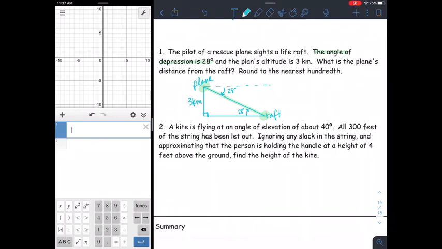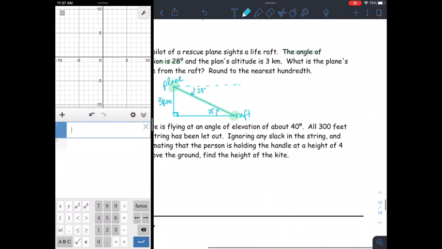And now we just set up our trig ratio, kind of omitting the whole word problem. So I've got my 28 degree angle down here at the bottom. So I've got my opposite and my hypotenuse, which is our sine ratio. So the sine of my 28 degree angle is the opposite, 3, over the hypotenuse. And to get that calculator ready, I'm going to have 3 divided by the sine of 28.